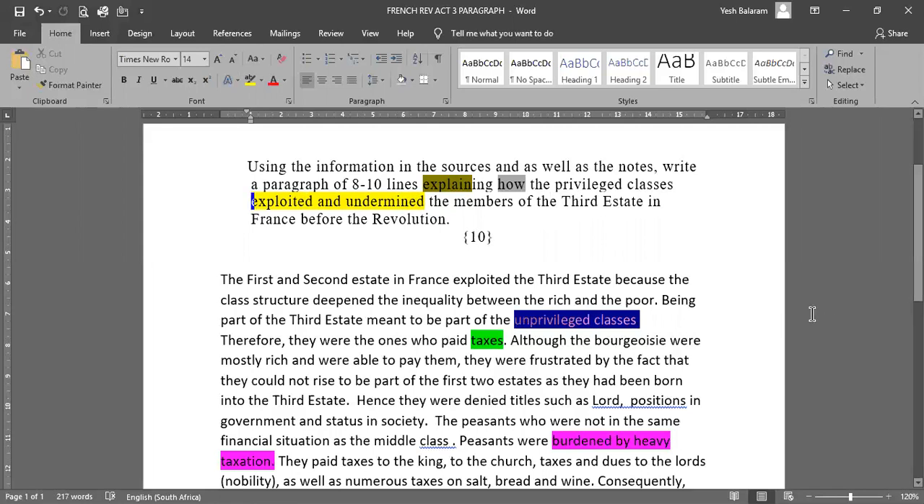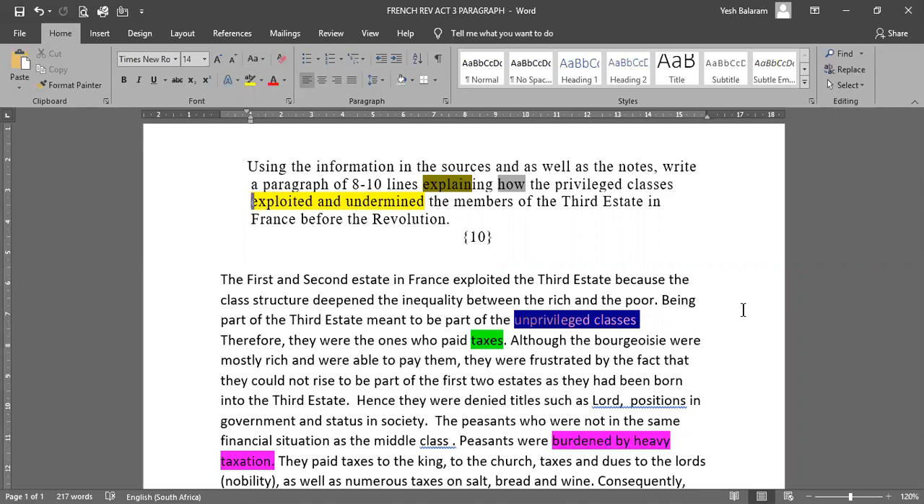I have here an example of what could be a relevant paragraph. Now, this is a guideline. You would have written your own paragraph. As long as you have the key points, your paragraph will be relevant. Remember, use the PEEL method.